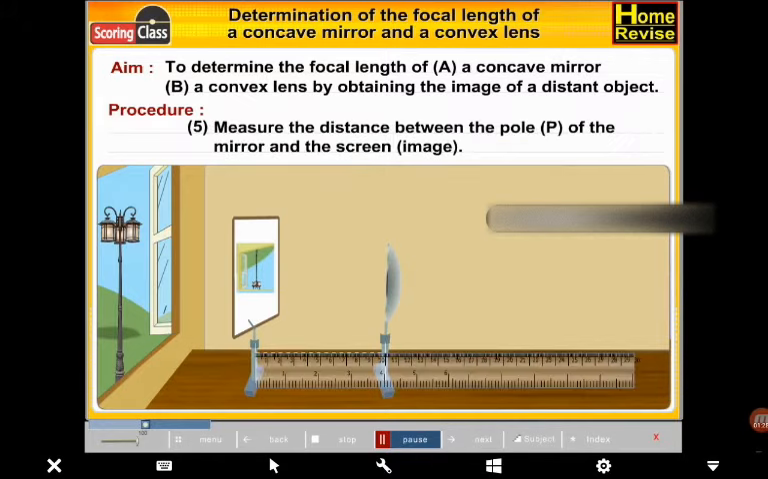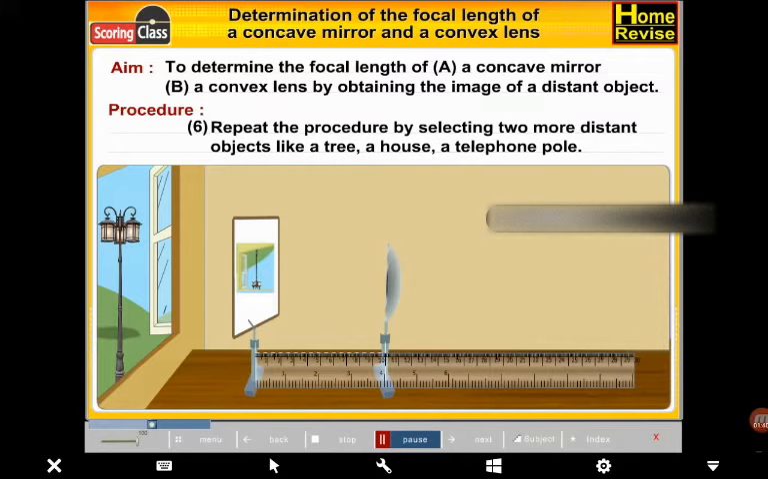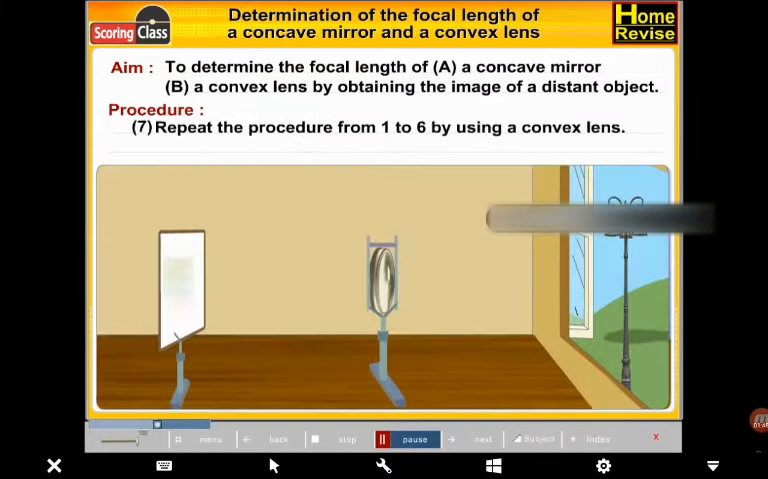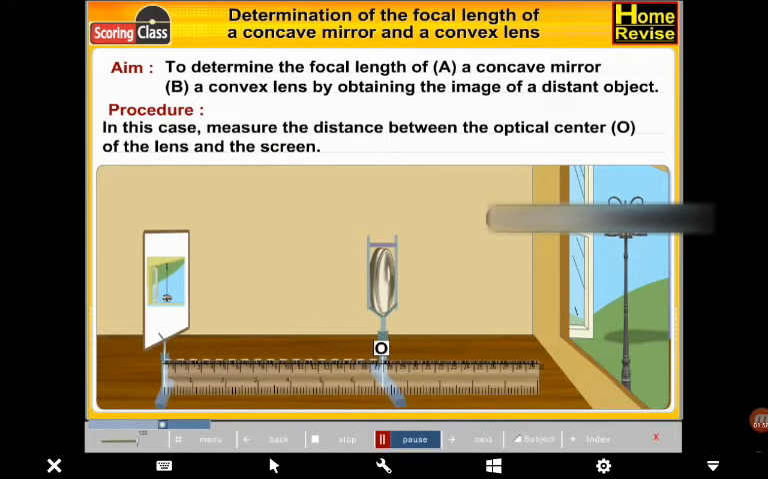6. Measure the distance between the pole P of the mirror and the screen, that is, the image. 7. Now repeat the procedure by selecting two more distant objects like a tree or a house, or a telephone pole. 8. Repeat the procedure from 1 to 6 using a convex lens. In this case, measure the distance between the optical center O of the lens and the screen.